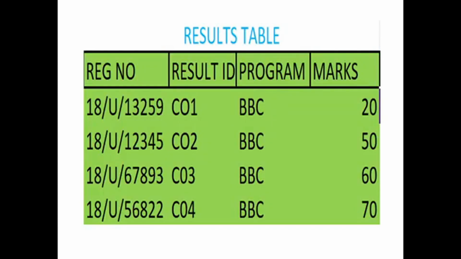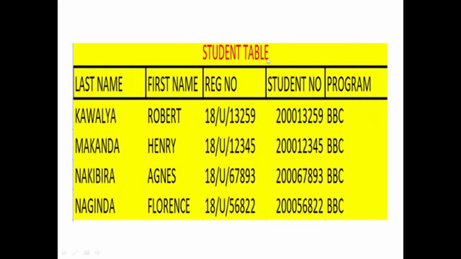So I have a simple illustration. We have a table called results table. As you can see, it has a column for the registration number, result ID, program, and then marks. This is the data that we have. A, BBC, marks 20, and then we have another table called the student table, and it has these columns: last name, first name, registration number, then the student number, and then the program.